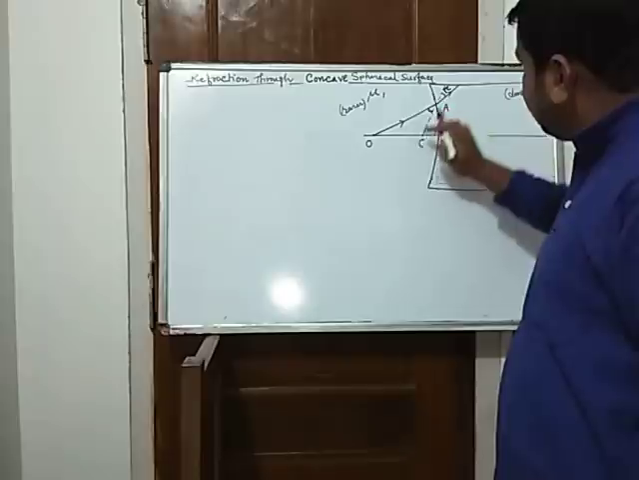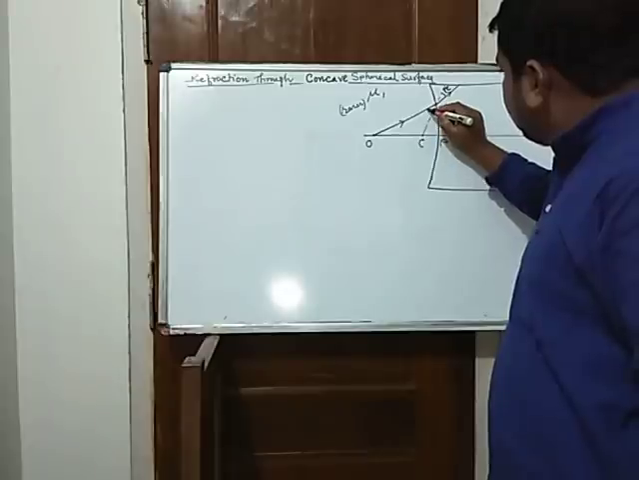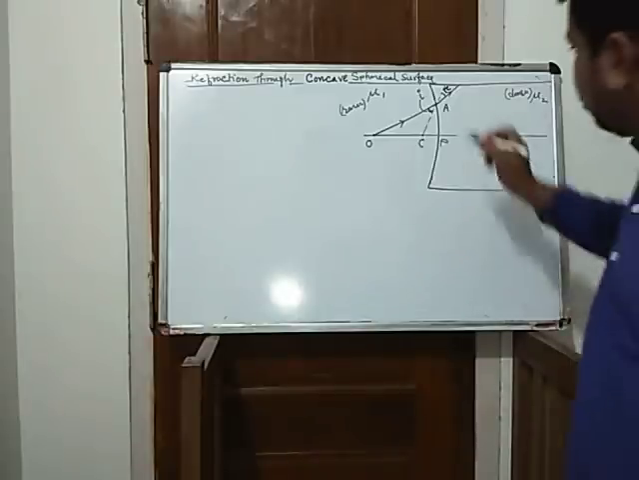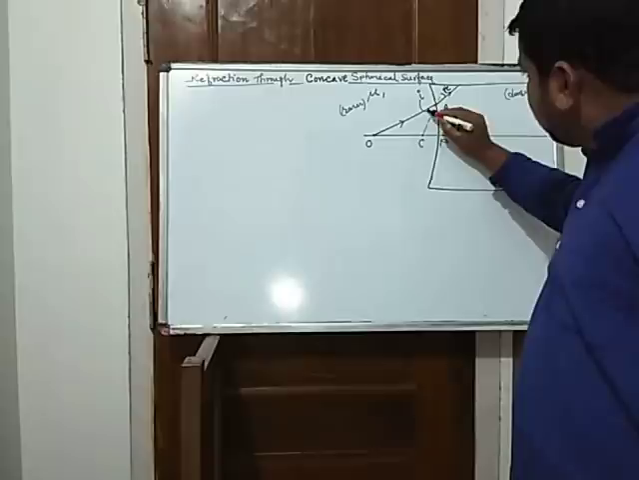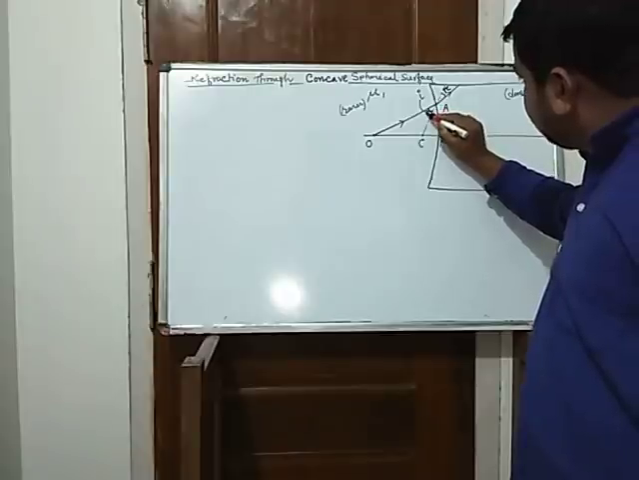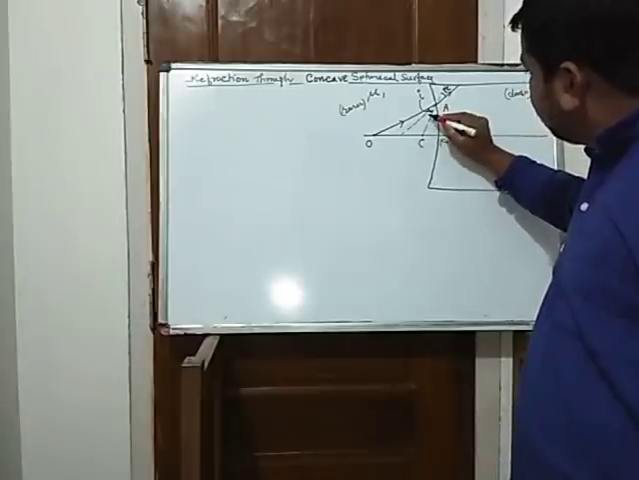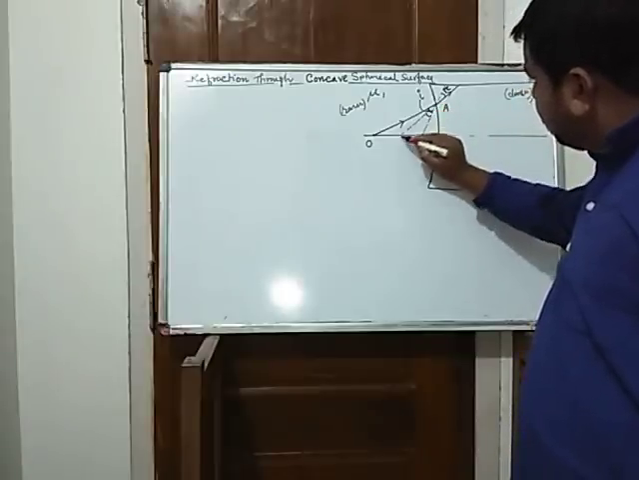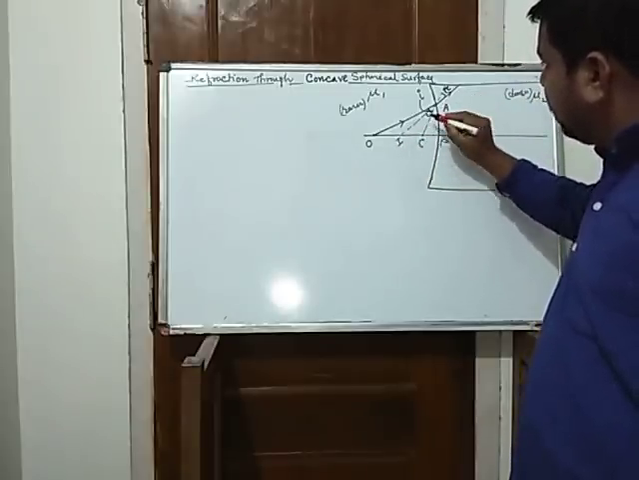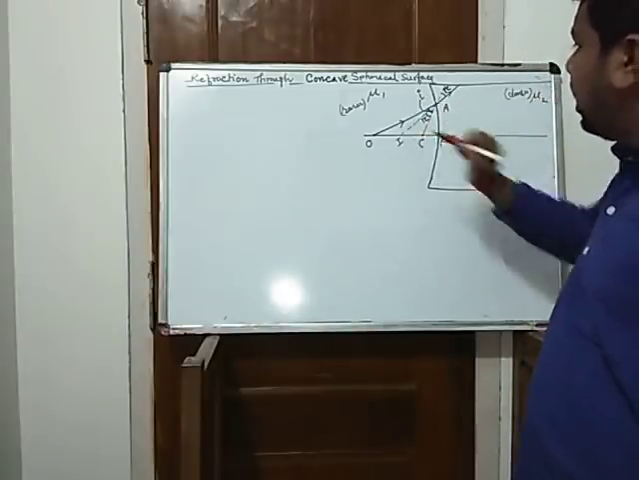And inside it, that means OAC, this is angle I. If this refracted ray is extended backwards like this, then this angle inside, this is angle CAI, it is R. CAI, this is R.